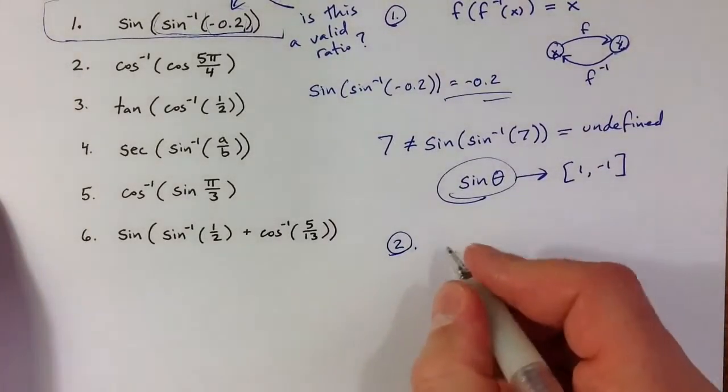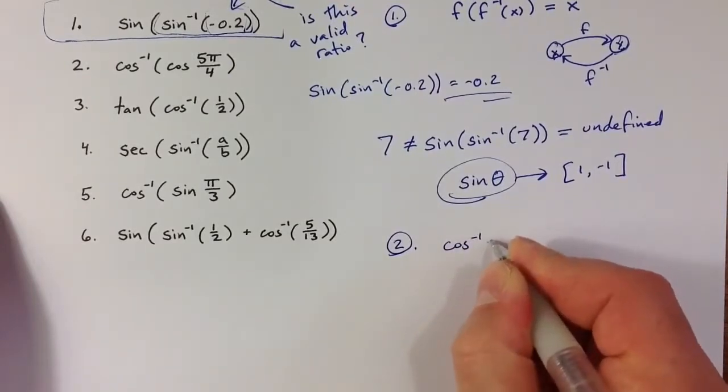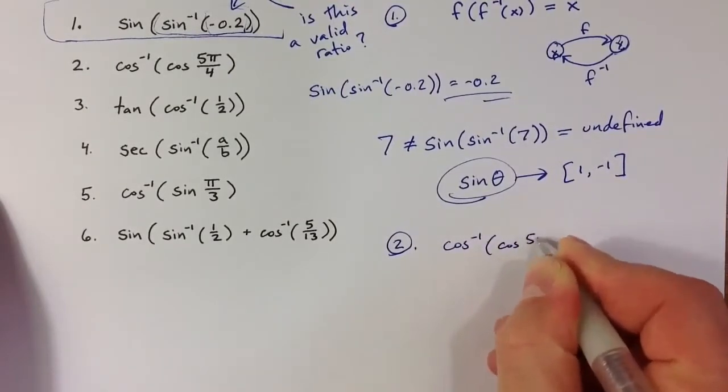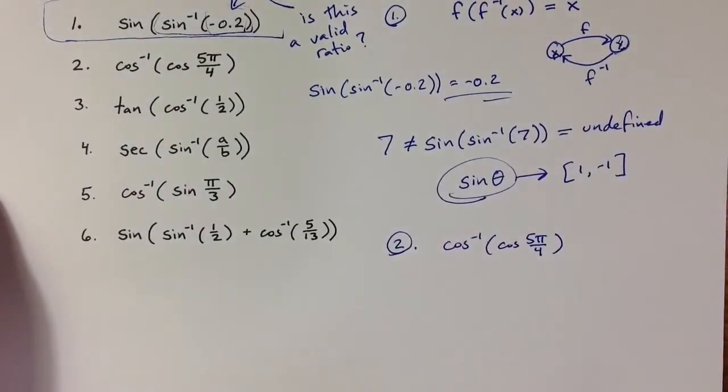So let's take a look at number 2. For number 2, we have cosine inverse of cosine of 5 pi over 4. So thinking about trig functions and inverse trig functions, 5 pi over 4, we want to think about, is that a ratio or an angle?